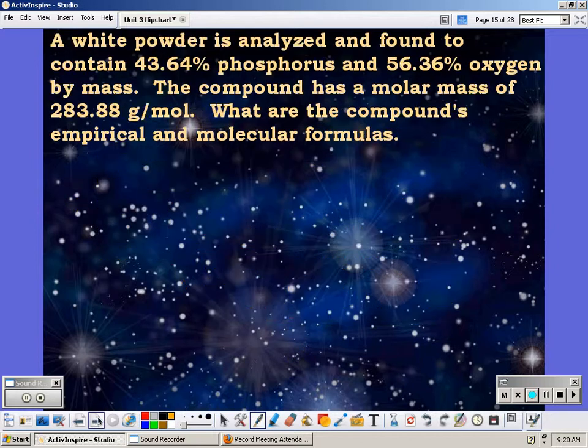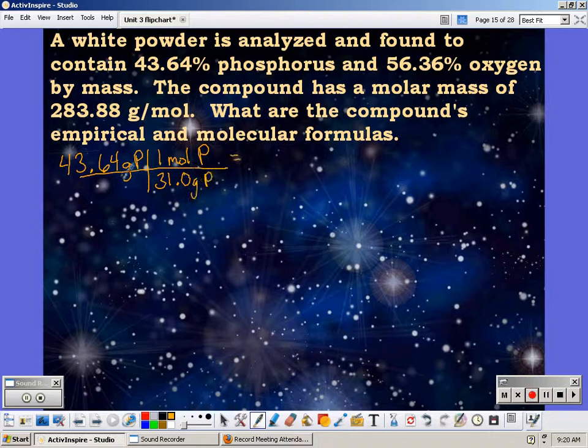Alright, so we have a white powder analyzed and found to contain 43.64. So we're going to assume we have 100 grams, so that our percent, 43.64, is our grams of phosphorus. And we're going to convert it to moles of phosphorus. Make sure that you have units written down next to each number, and you can show canceling out of grams, and we're left with moles. The other thing I would caution you about, when you do convert to moles, is rounding too much. You do want to try and keep your sig figs correct.